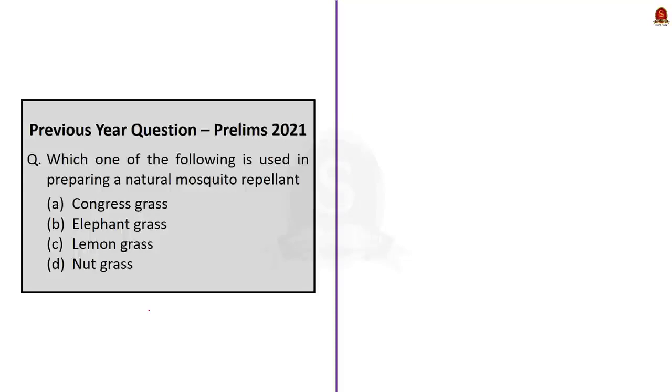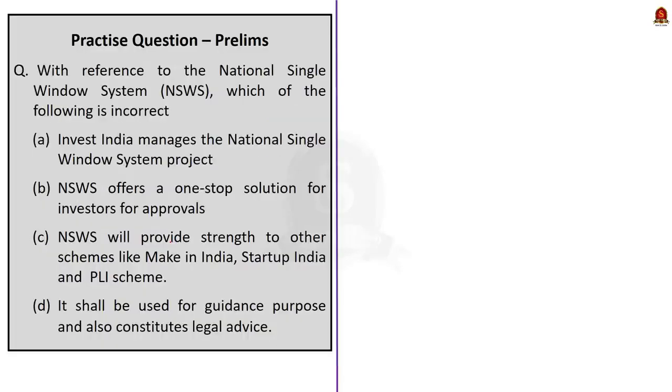This is a previous year question which appeared in Prelims 2021. Let me read out the question. Which of the following is used in preparing a natural mosquito repellent? The options are Congress grass, elephant grass, lemongrass and nutgrass. Here the correct answer is option C, lemongrass. Now let us take up the next question.